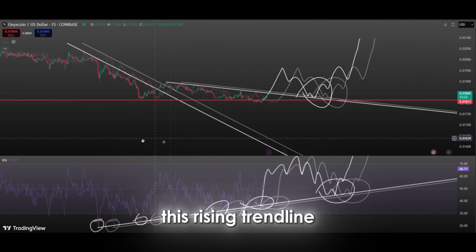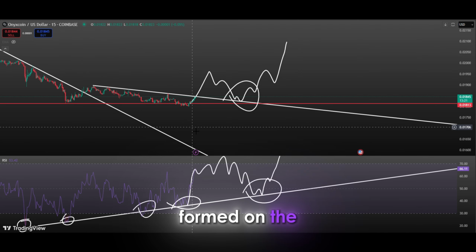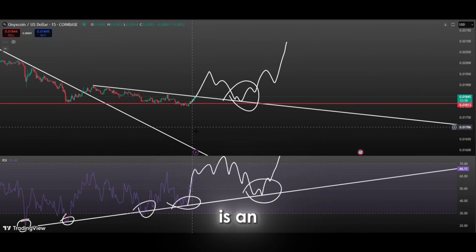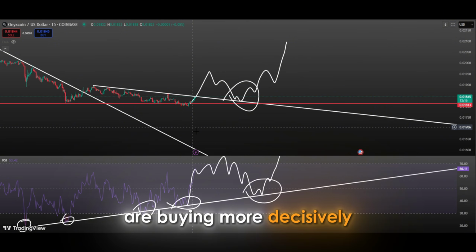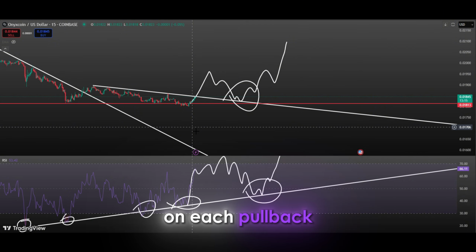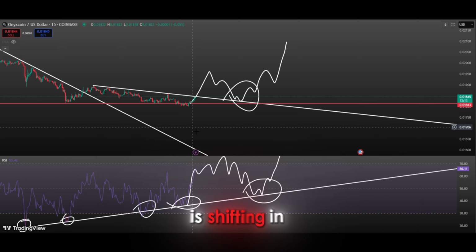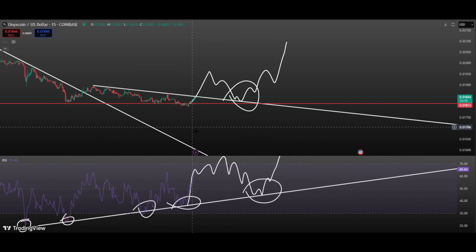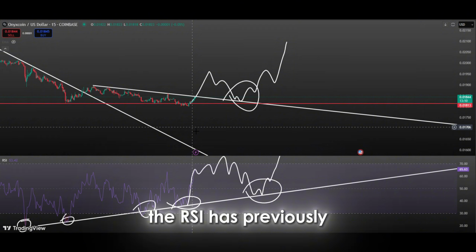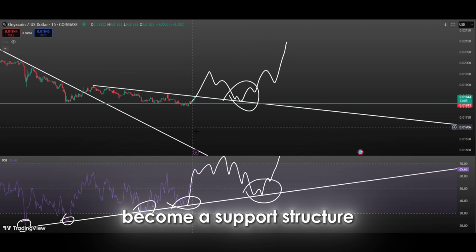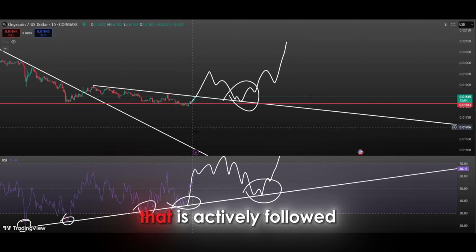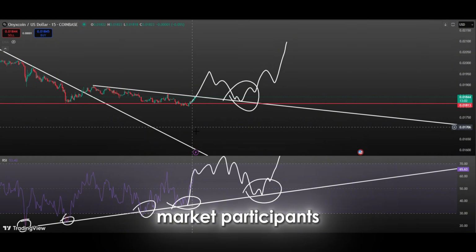This rising trend line makes it clear that the lows formed on the RSI indicator are forming higher and higher over time. This is an important sign that market participants are buying more decisively on each pullback, and that the overall balance of power is shifting in favor of buyers. The fact that the RSI has previously reacted to the upside every time it approached this rising trend line clearly shows that this line has now become a support structure that is actively followed and valued by market participants.